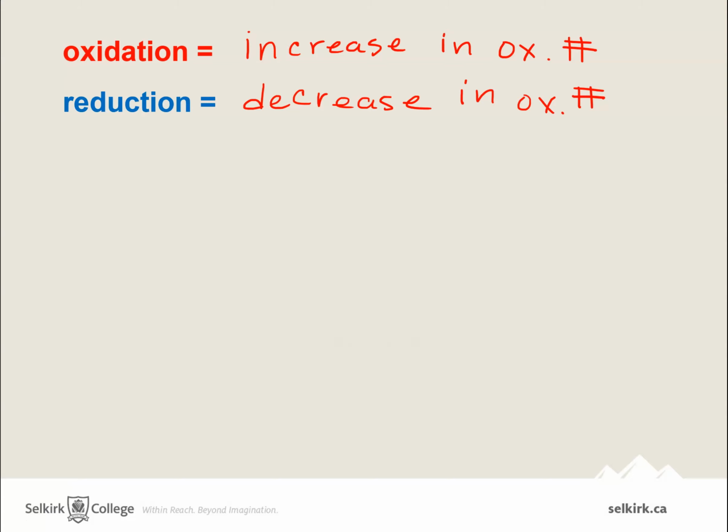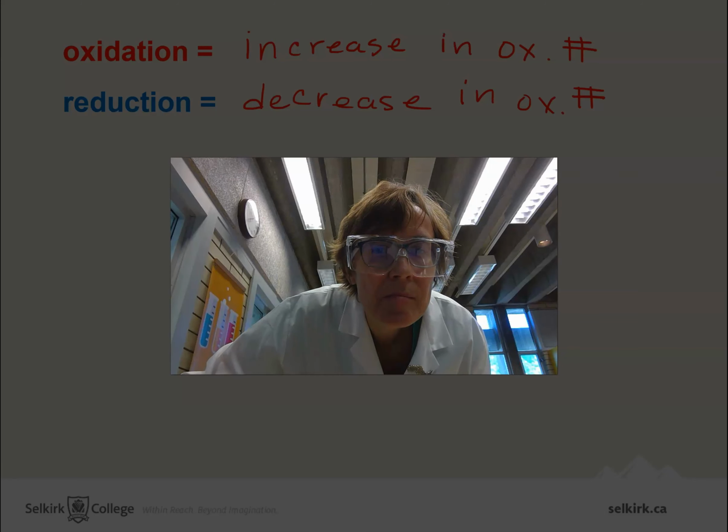The last thing I want to do in this video is actually show you some redox reactions taking place so you can see the importance of oxidation number. If I have different oxidation numbers for a given element, it really changes its chemistry. We've got to be really careful with charges and oxidation numbers. So let me set up a demonstration for you.